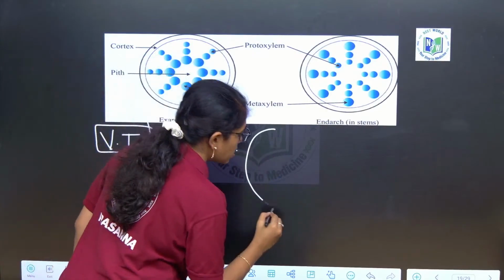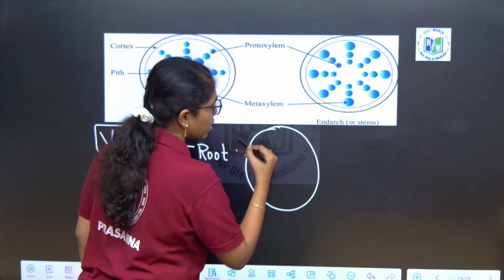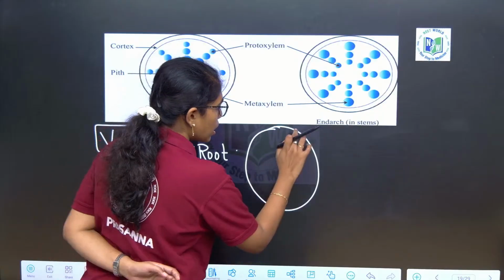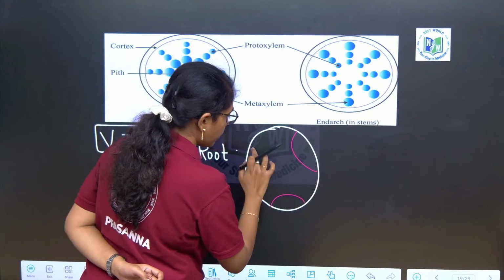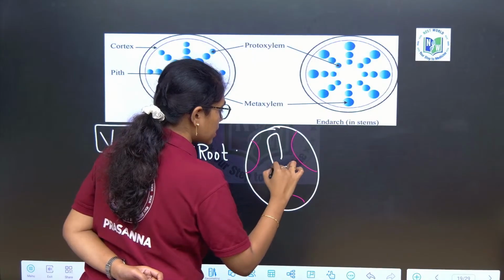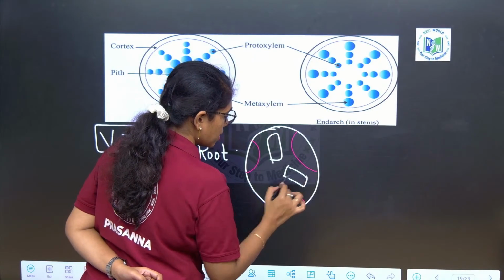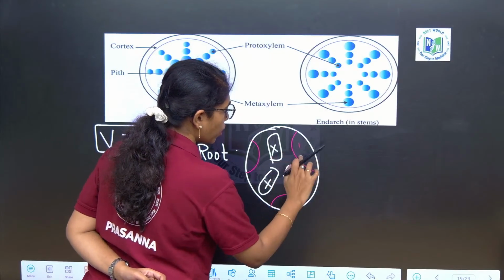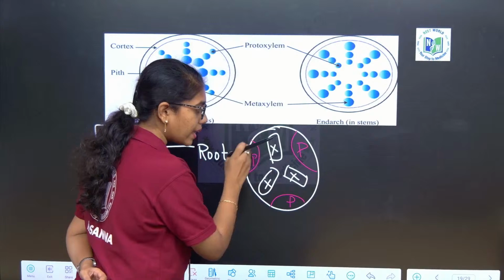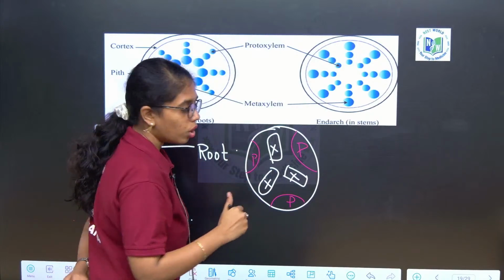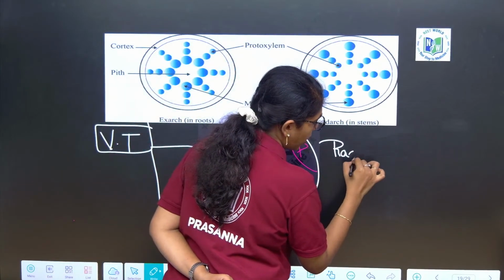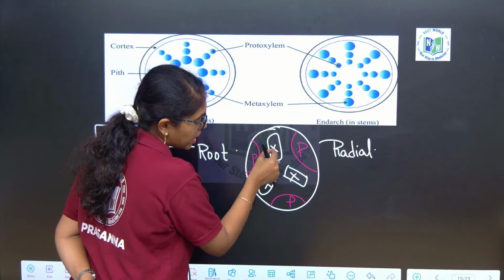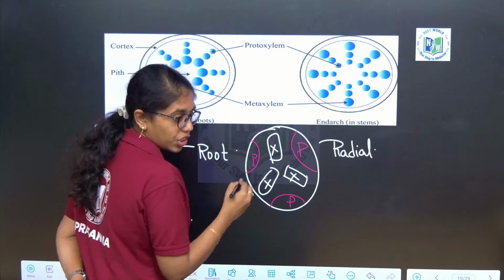In root, the vascular tissues are arranged in radial pattern. Radial means what? Phloem is arranged at the periphery like this, and xylem is at the center like this. Xylem here and phloem is over here. Are they present at the same radius? No. So that is why the arrangement is called radial. And the tissue which is present in between xylem and phloem is called conjunctive tissue.